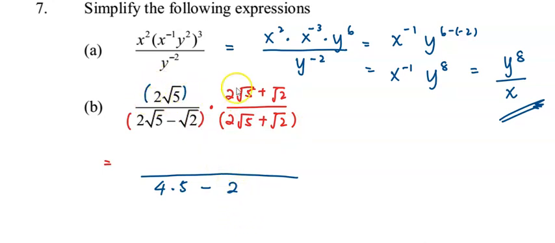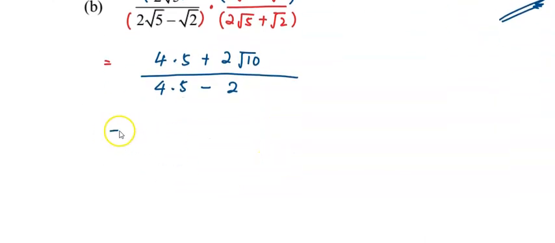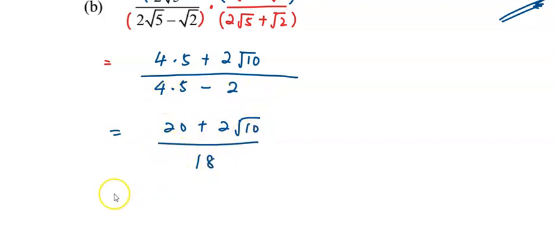On top here, you are going to expand this. 2 surd 5 multiplied by 2 surd 5, you get 4 multiplied by 5. Plus 2 surd 5 multiplied by surd 2, you get 2 surd 10. Alright, then you simplify it. You get 20 plus 2 surd 10 over 20 minus 2, that will be 18.